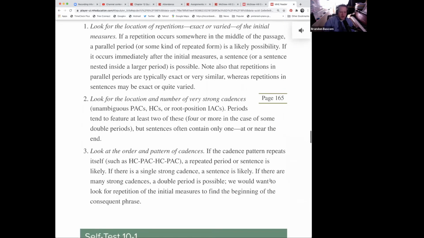Number 3, look for the order and pattern of cadences. If the cadence pattern repeats itself, such as half cadence, perfect authentic cadence, half cadence, perfect authentic cadence, a repeated period or sentence is likely. If there is a single strong cadence, a sentence is likely. If there are many strong cadences, a double period is possible. We would want to look for repetition of the initial measures to find the beginning of the consequent phrase. So looking for repetition, looking for cadences, looking for strong cadences. Those are our clues.